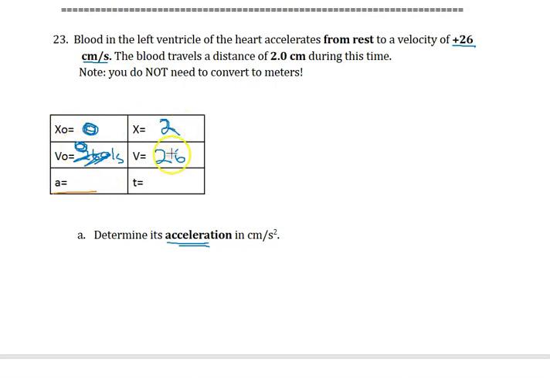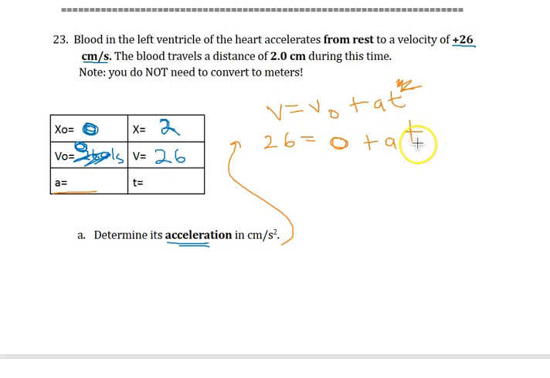We have this row and this row complete. But the velocity function is always easier than the position function. So let's start there, because there are just fewer terms and there's no t squared. Okay, so V final is 26. V naught is 0. We don't know A, and we don't know T. So that is a problem.